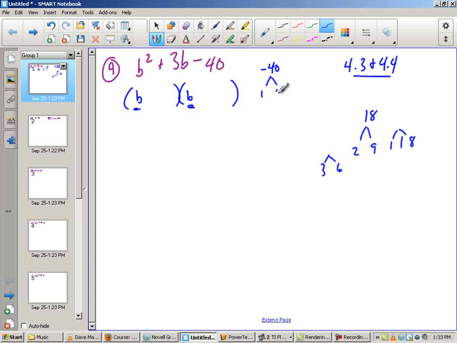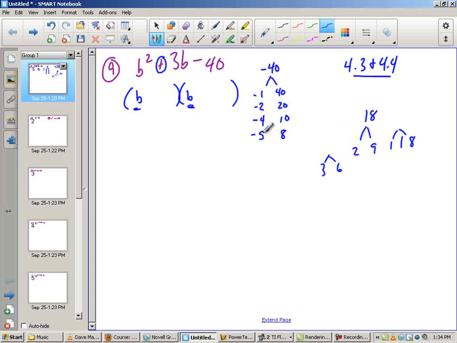We've got 1 and 40. I'll worry about the negative in a minute. I've got 2 and 20, 4 and 10, 5 and 8. Notice that the sign's negative. That means one of these columns is going to be negative. The way I decide is I look at this guy. The bigger of the numbers needs to be this sign. So the bigger ones are all going to be positive. So let's put negatives in here. So these are all multipliers that give me negative 40 now.